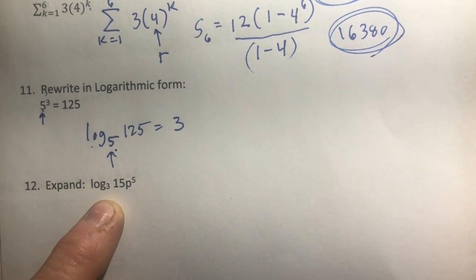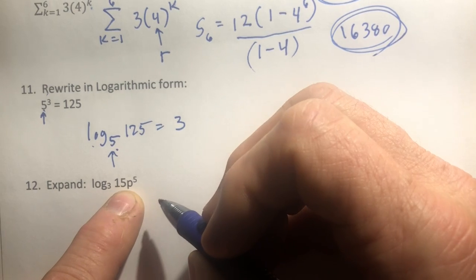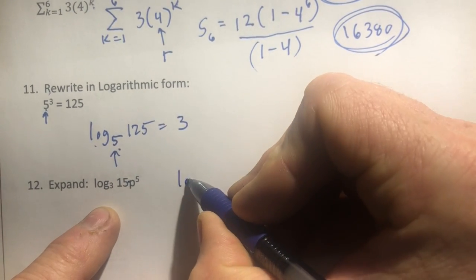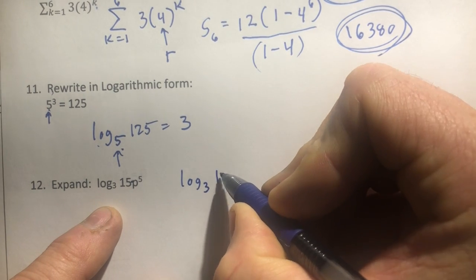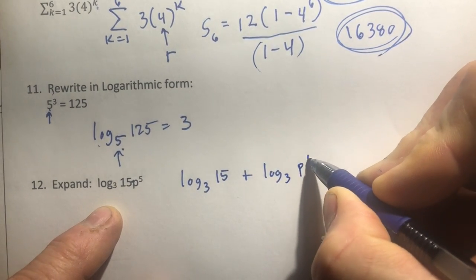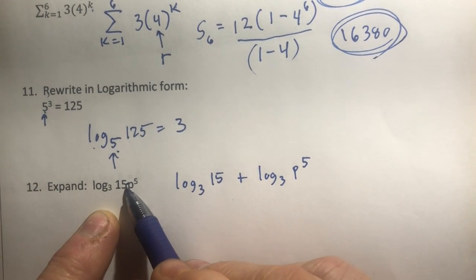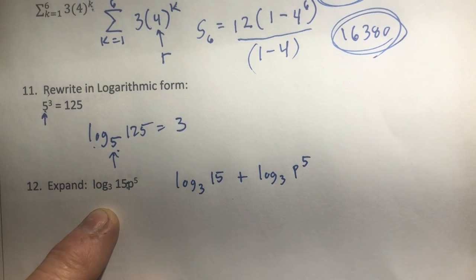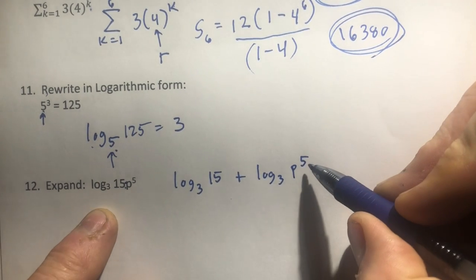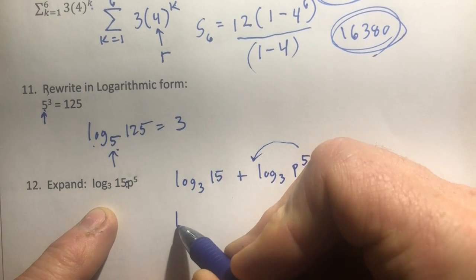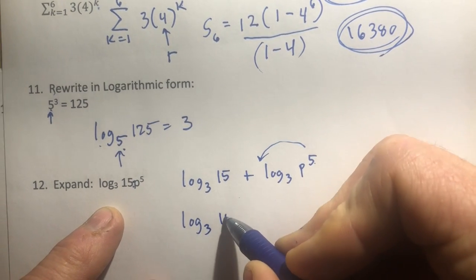All right, number 12, expand this, log base 3 of 15p to the 5. All right, so right here, this is multiplied, which means I could split it up. Log base 3 of 15 plus log base 3 of p to the 5 power. So since I multiply those two, I can split up into 2 logs and add the 2 logs together. Now, one last thing I do, since there's a power here, I can bring that power in front. So this would be fully expanded right here.